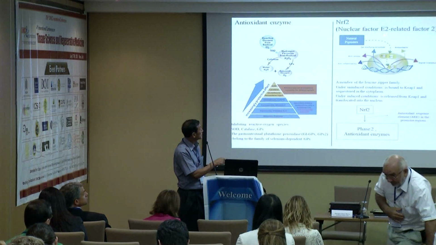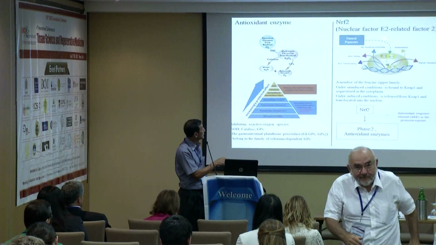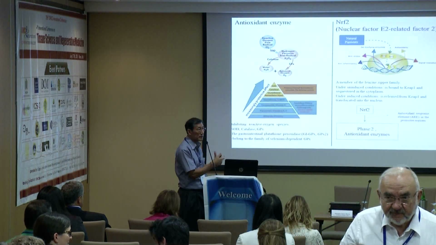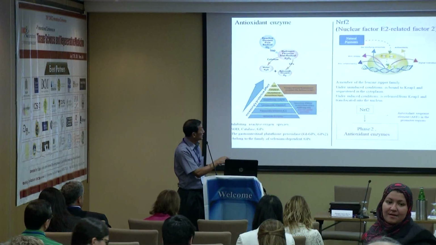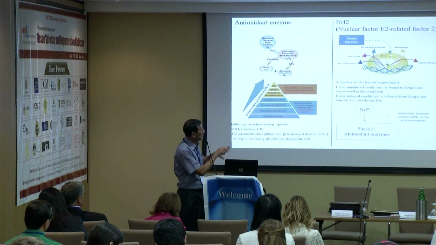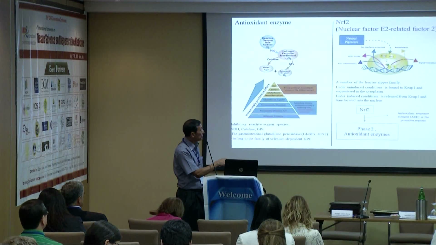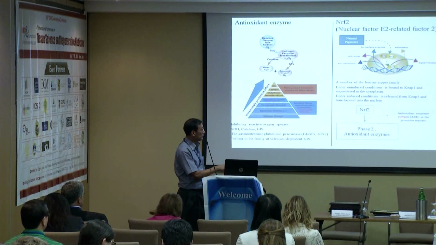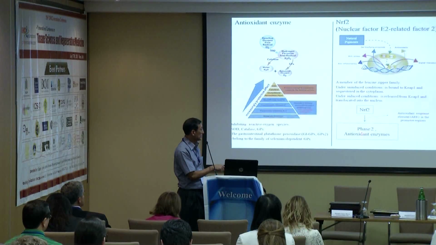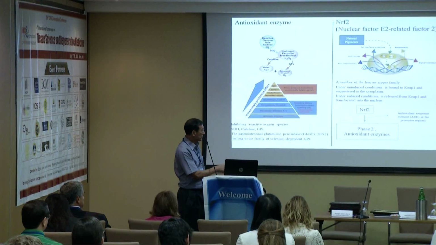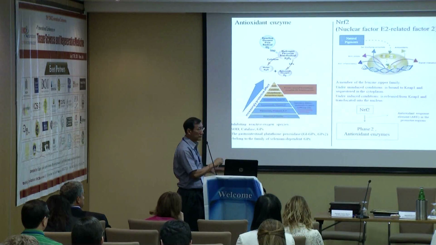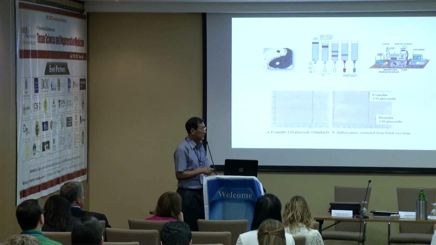NRF2 is nuclear factor erythroid 2-related factor 2. A natural pigment like astaxanthin or anthocyanin dissociates Keap1 from NRF2, and NRF2 moves into the nucleus, binds to the antioxidant response element in the promoter region, and then produces antioxidant enzymes, so healing the ulceration.